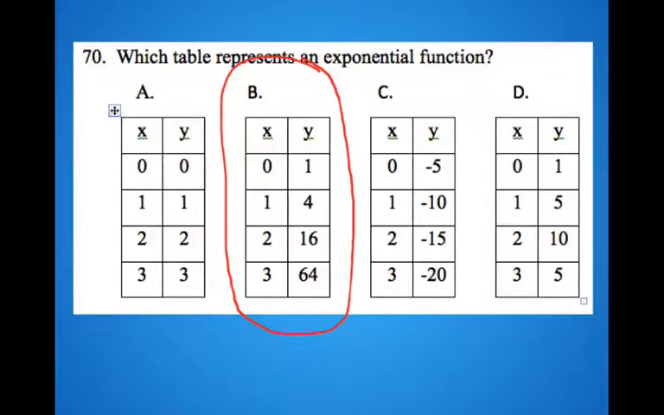Exponential functions, we're looking for something that you have to multiply by to get the next number. So this one you have to multiply by 4. All these other ones are growing by a constant amount. Except this one's a little strange. It goes up and then it goes back down. So this one's probably a quadratic. So this one's very linear.